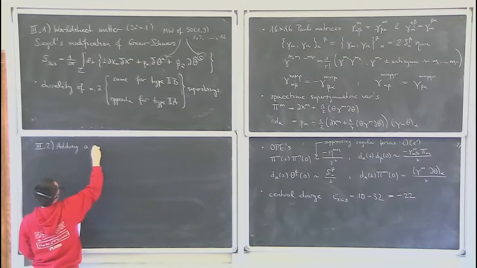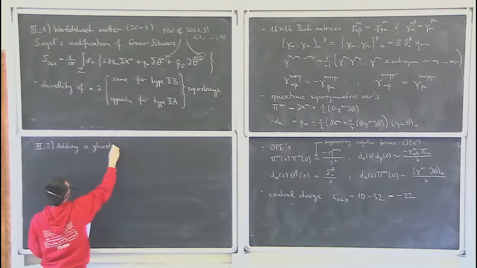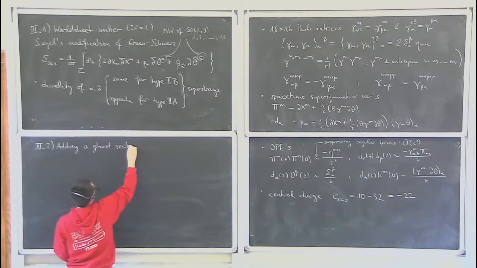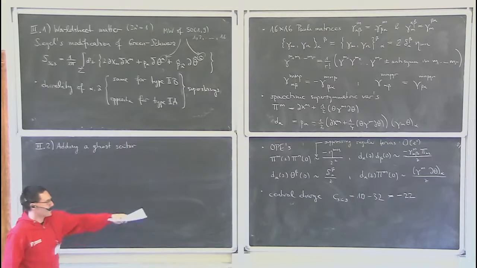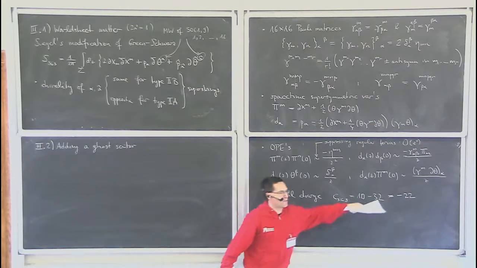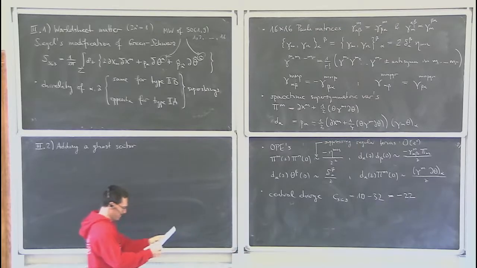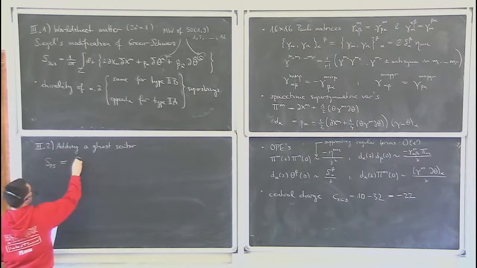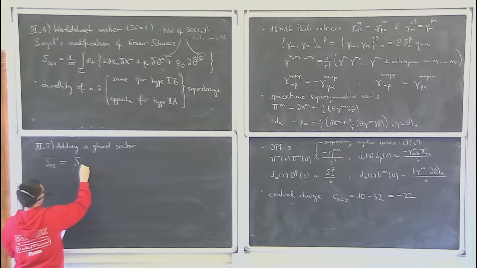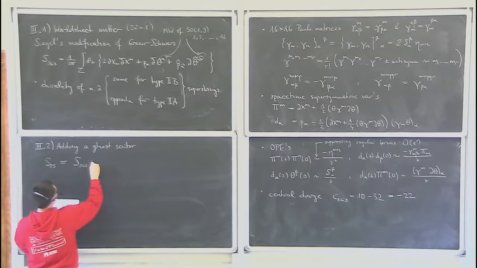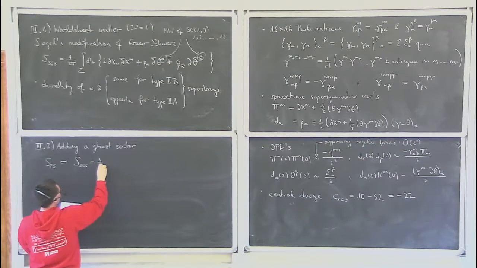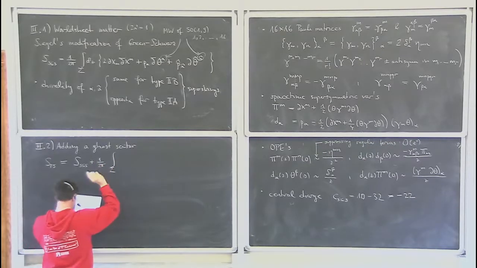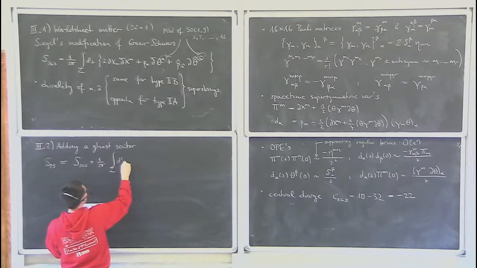Adding a ghost sector. So you can already anticipate we need a fine-tuned ghost sector which manages to cancel this choice of minus 22 central charge. Okay, and let me start with a spoiler. The right ghost sector, to fix it, has the following action. Okay, it's not yet the full spoiler, but we are close to it.